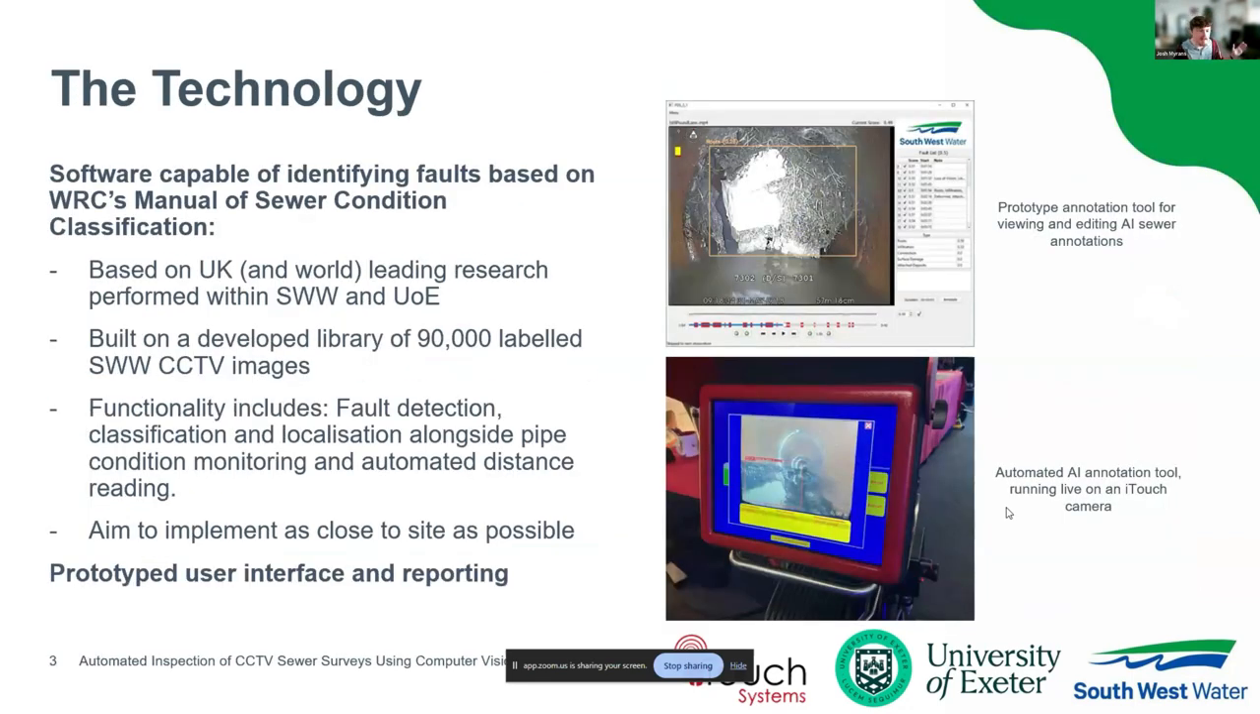So the technology itself, I've spent quite a long time with my team developing this. As I've already mentioned, it's based on the WRc's manual of sewer condition classification. And this is based on research from the University, South West Water. At the moment, this is only built on a library of 90,000 labeled images. I won't go too much into the machine learning and data science behind this, but that's, in the grand scheme of things, a very small set of labeled images, and they haven't all been verified. So these are taken directly from what surveyors have historically provided for South West Water in the past.